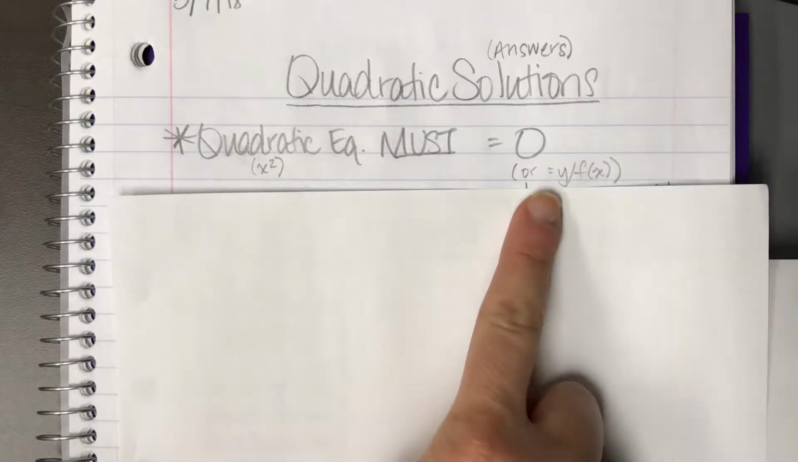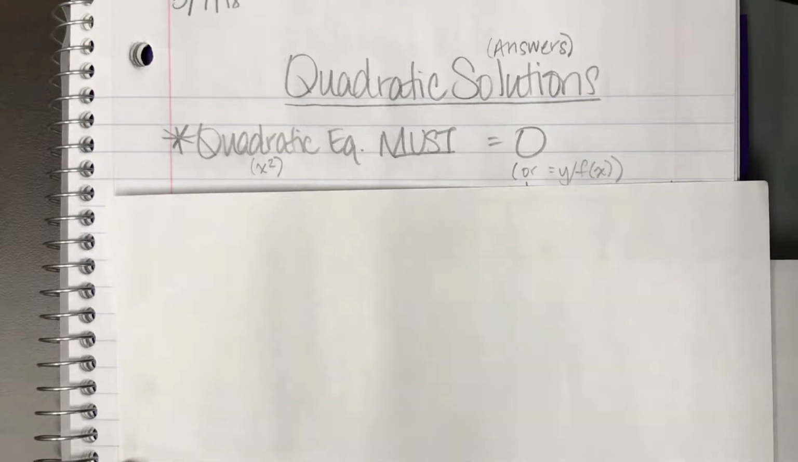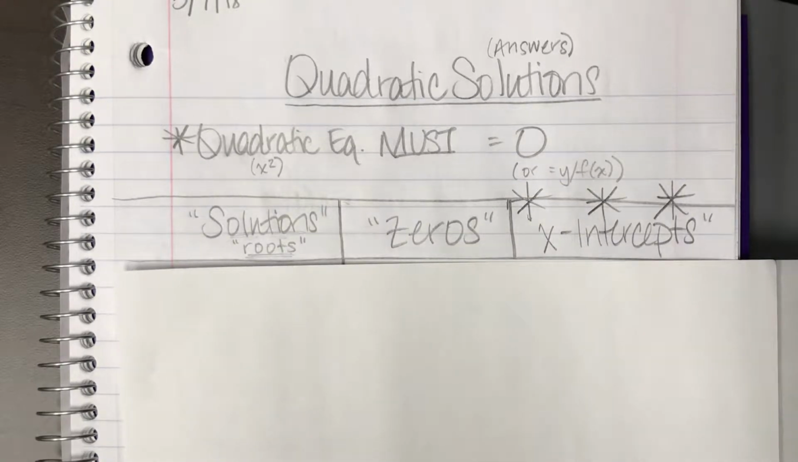Or they might equal y or f of x, okay? Basically, the entire equation will be on one side of the equal sign, all the information together, so that when you are solving or graphing, you have everything on one side. So we end up with three synonyms that all mean the same exact values, okay?